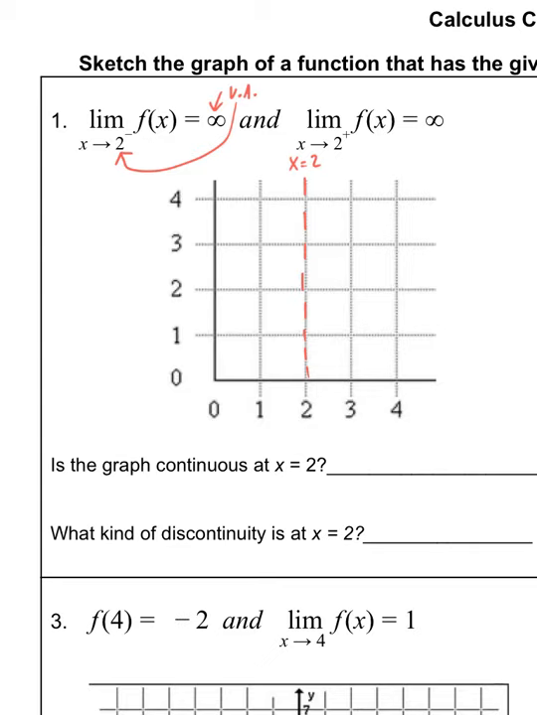Now, as we come at 2 from the left, our graph has to be going up and up and up to positive infinity. There's a lot of different ways that you can put that in. I'm just going to put it going up like this. Okay? Now let's keep going. We're still approaching 2, but now we're approaching 2 from the right. And that also is going up and up and up. So as we come at 2 from the right, our graph has to be going up and up and up. And I'm just going to put this in right here. So there you have it.